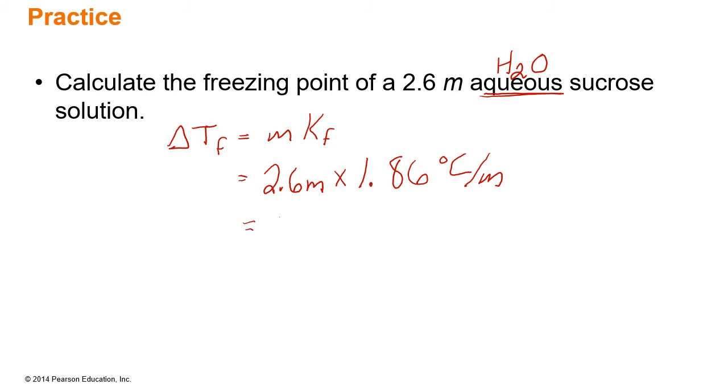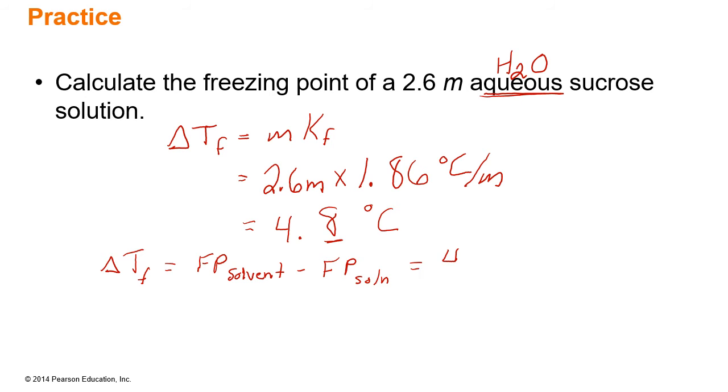This gives us a change in freezing point of 4.8 degrees Celsius. We're limited to 2 significant figures because of our molality. So our change in temperature of the freezing point is the freezing point of the solvent, pure water, minus the freezing point of the solution. And we just calculated that it's 4.8 degrees Celsius.